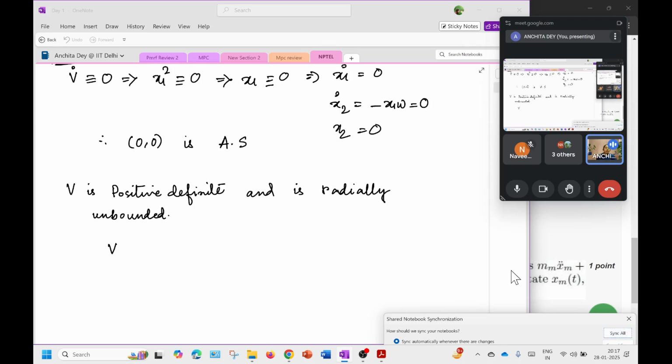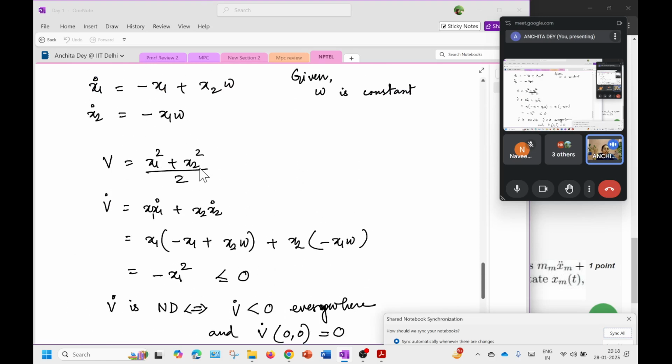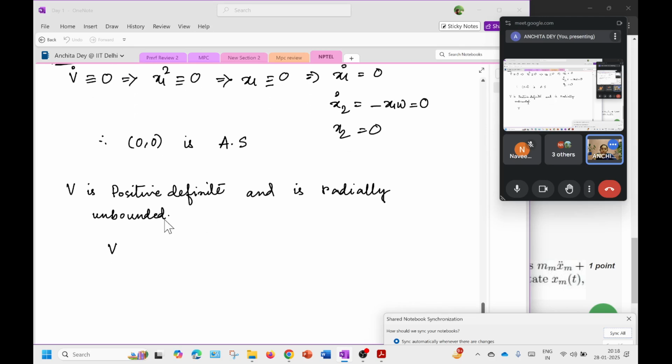Along with that, your domain should also be the whole real space. That means x1, x2 can take any possible real value, which is true in our case for x1 square plus x2 square. Whatever value you put of x1, x2, if you keep increasing it, your V will also keep increasing, right? So that is the idea about the function being radially unbounded, and if it is the case, then along with asymptotic stability, you can also comment on (0, 0) being globally asymptotically stable.